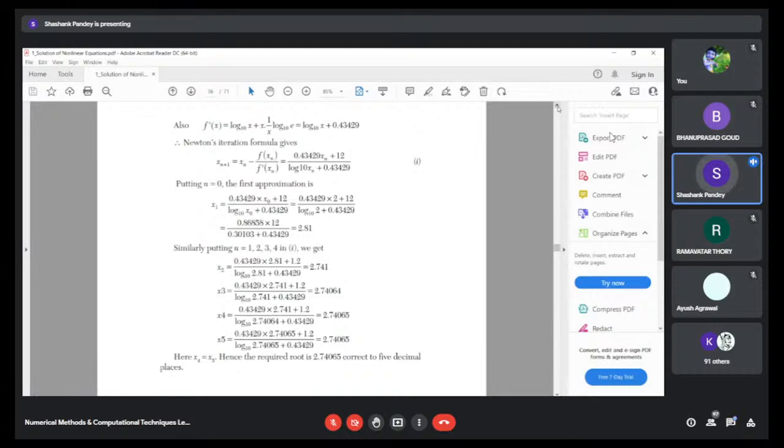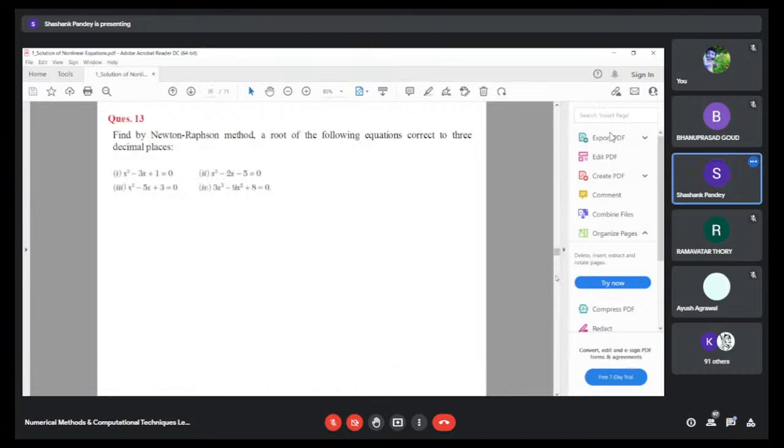So on a similar line, we will proceed to our next problem. Find by the Newton-Raphson method a root of the following equation correct up to 3 decimal places. This is x cube minus 3x plus 1. Please give the answer for this first question, x cube minus 3x plus 1, one of the roots of this equation.